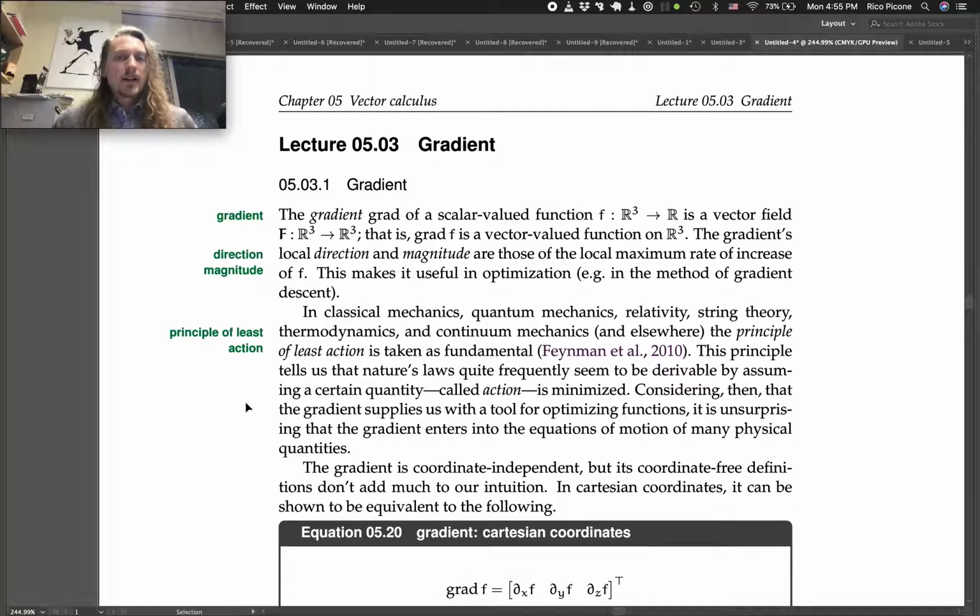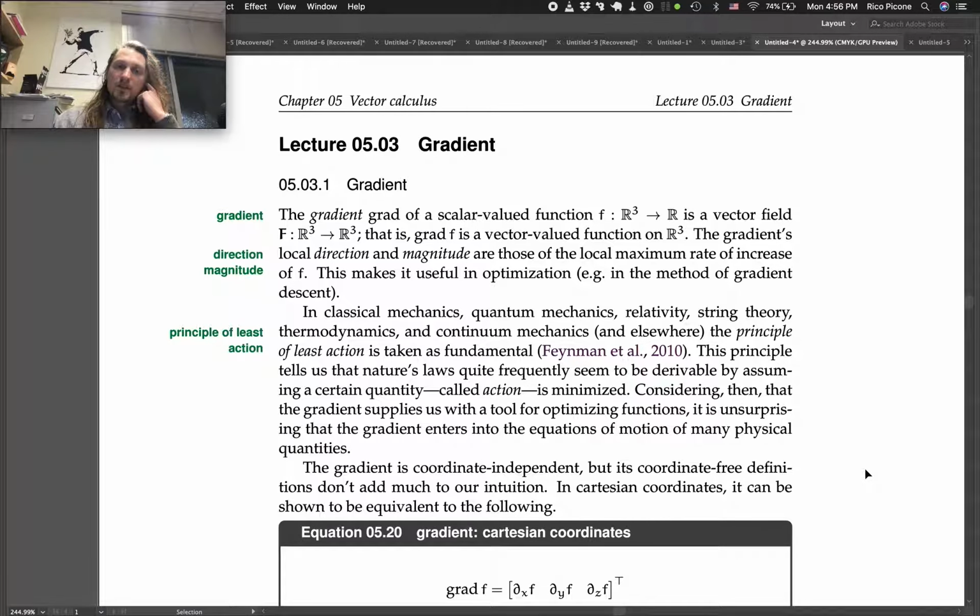In classical mechanics, quantum mechanics, relativity, string theory, thermodynamics, continuum mechanics, and elsewhere, including fluid mechanics, the principle of least action is taken as fundamental. This principle tells us that nature's laws quite frequently seem to be derivable by assuming a certain quantity, called action, for instance the force or the work, is minimized. I recommend checking out the Feynman lecture on this. It's available online. That's why I gave it as a reference here.